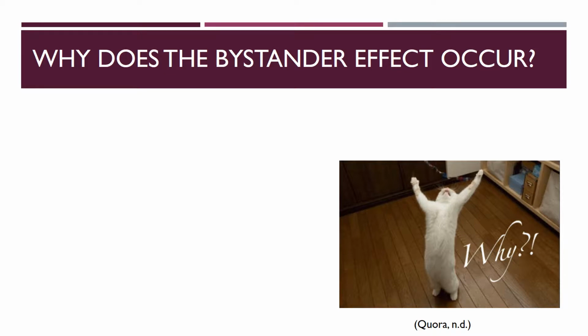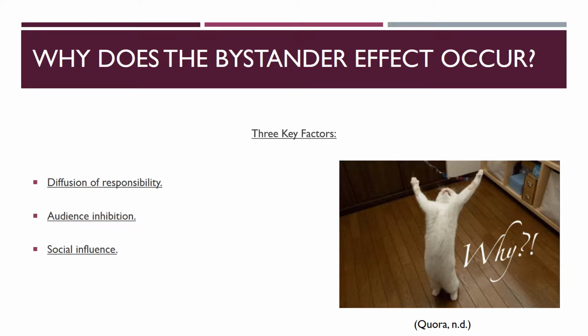This leads us to ask how and why this happens. Why does the bystander effect occur? Latané and Darley, 1969 and 1976, suggest that there are three key contributions which help to explain why the bystander effect occurs. These three factors include diffusion of responsibility, audience inhibition, and social influence.